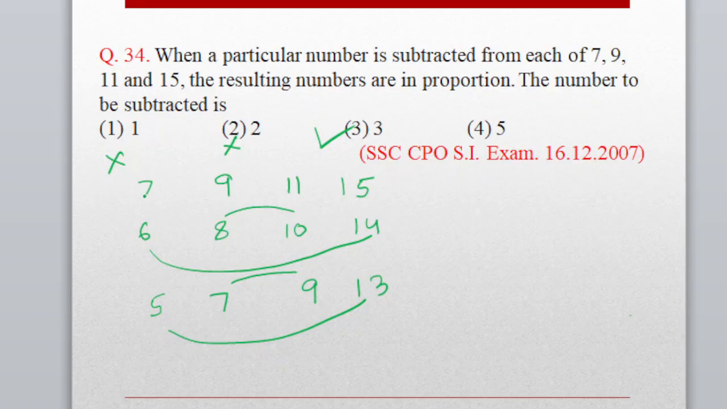Now if we are subtracting 3 from each of the terms, then it will be 7 minus 3, that is 4, 9 minus 3, that is 6, 11 minus 3, that is 8, 15 minus 3, that is 12. Here look, the product of extreme terms, that means 4 into 12, is equal to the product of mean terms, that is 6 into 8. That means here option 3 is the right answer.